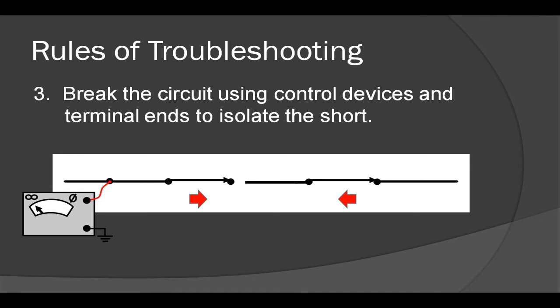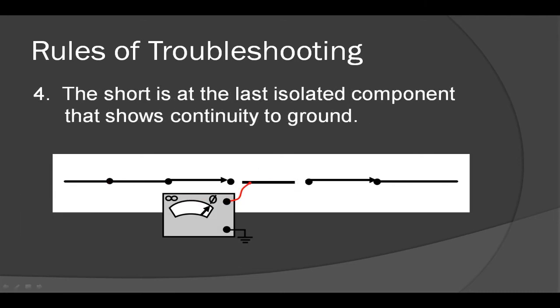If you lift the lead and the meter goes from low to high, then the short must be downstream of the break. When you reconnect the lead, the meter should return to a low resistance. If you lift the lead and the meter continues to show a low value, then the short must be upstream of the break. At this point, there's only one place left to check. As you isolate, you will find that the short is at the last isolated component that shows continuity to ground. Now let's try some practice problems.